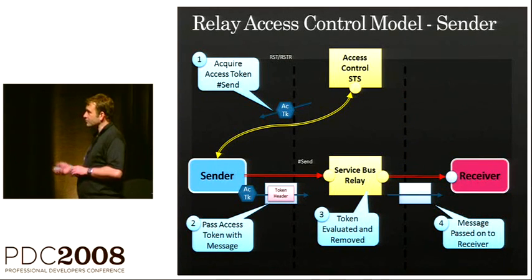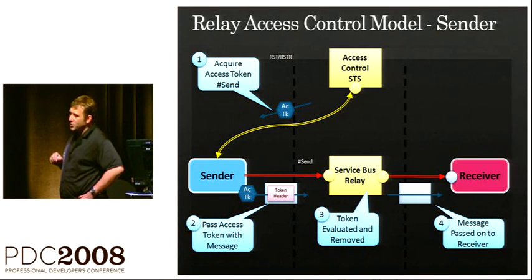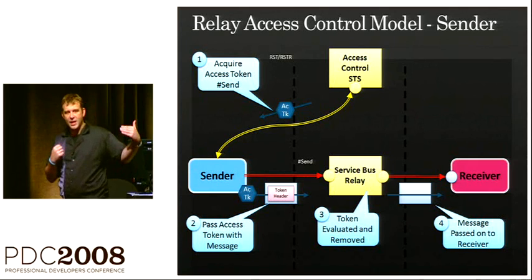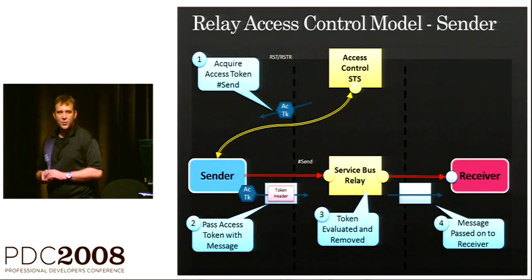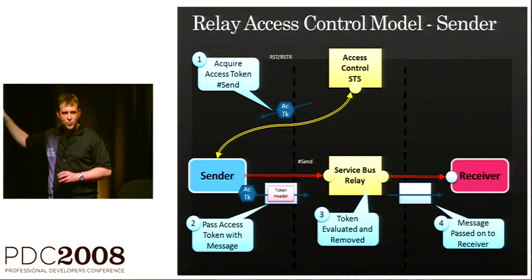The sender goes up to the access control system, also acquires a token, and then sends it along with a request where it's evaluated, and then we're taking that token out, and we send the message along without it. Because it's not the receiver's business what token you brought to get through the relay.